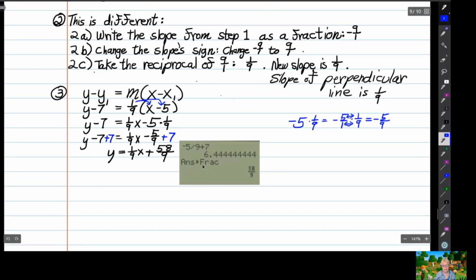So here's the answer. I math frac it. I hit the math button, and the frac, which is enter, and then enter. And that gives me 58/9.